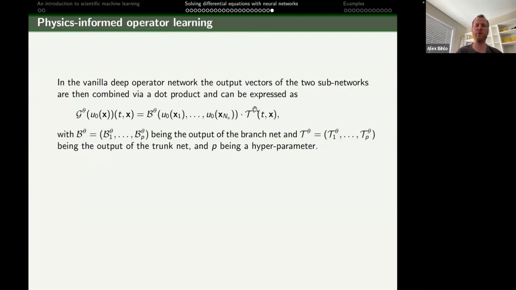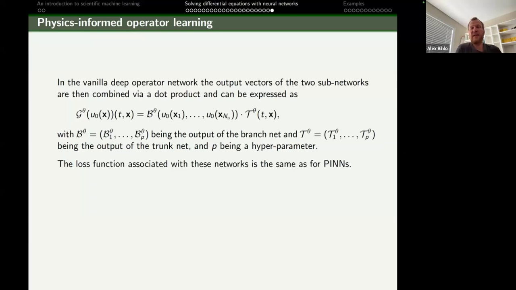So you have your input to your trunk net, your independent variables, going through one neural network, and your sampled initial conditions going through your branch net. In the end both of these networks output a p-dimensional vector, where p is a hyperparameter, and then you multiply these together, and this gives you the output of your solution operator.